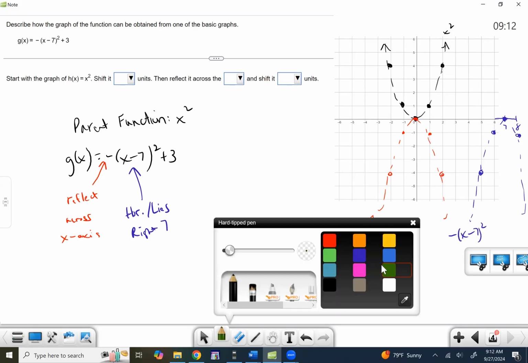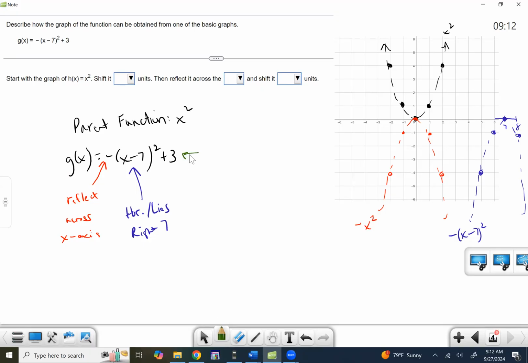So now we got to talk about +3 on the back end. Well, anything just attached to the back end is going to be your vertical translation. And this tells the truth. So +3 really is going to be up 3. So we'll take each dot and move it up 3 spaces. And I'm off my chart. I'm going to make this one solid because this one is the final answer. So that's going to be our graph for g of x.